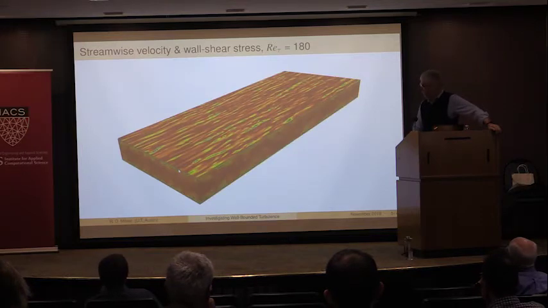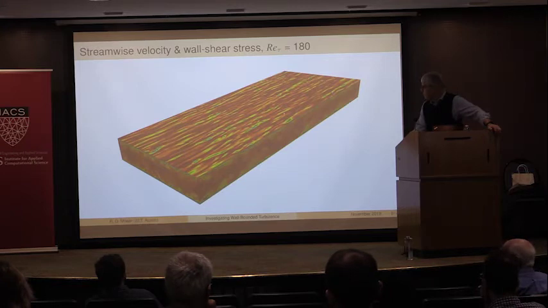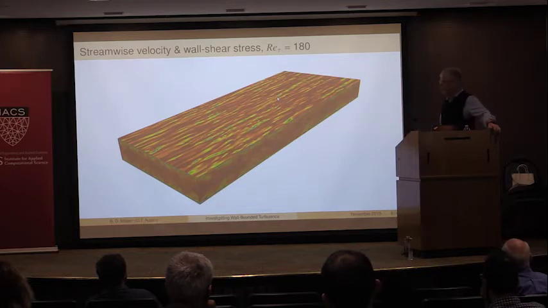So here's another view of the same thing. We're looking at the sides of this channel. The side is the streamwise velocity again, and on the top is a visualization of the local wall shear stress. In the streamwise direction, which is along this way, you can see that things are long and streaky. That's a characteristic of wall-bounded turbulence. They have this near-wall streakiness.